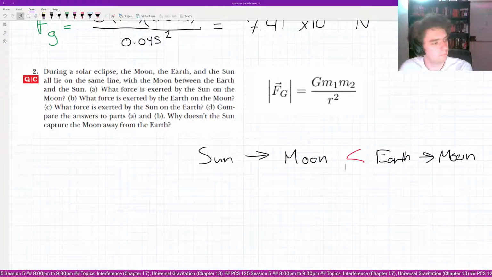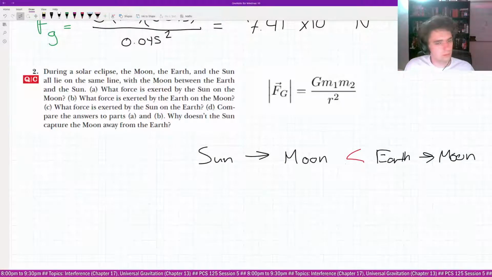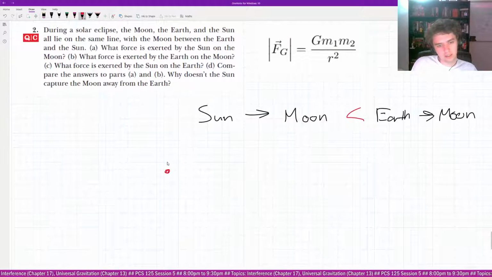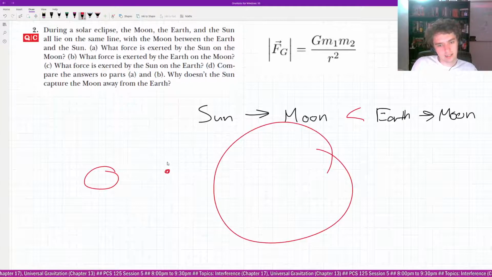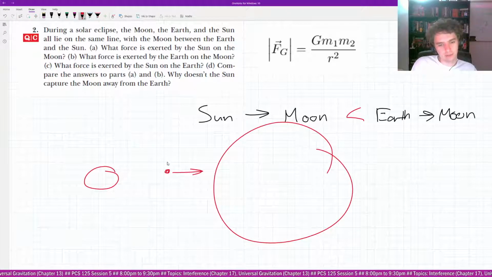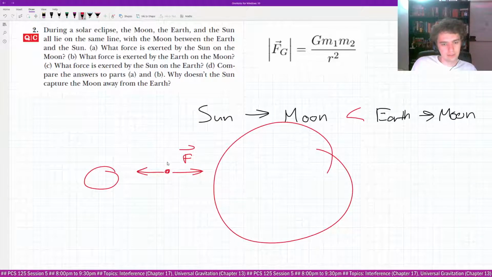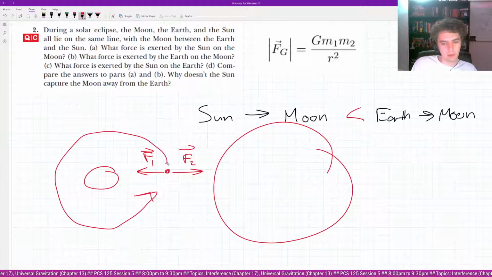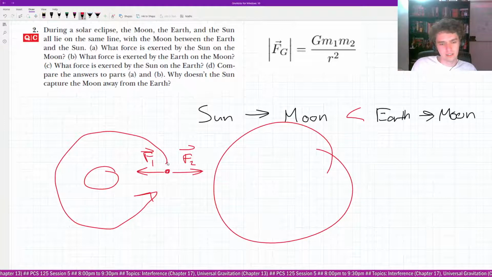What does it mean by the sun capturing the moon away from there? Like, if the moon is here, Earth is here, sun is here, and the sun is producing this kind of force that way, and the Earth is producing this kind of gravitational force that way. I'll call that one F1, F2. Because the moon is right now orbiting the Earth, right? But why doesn't the moon just start orbiting the sun if it has a bigger gravitational field? Oh, okay.